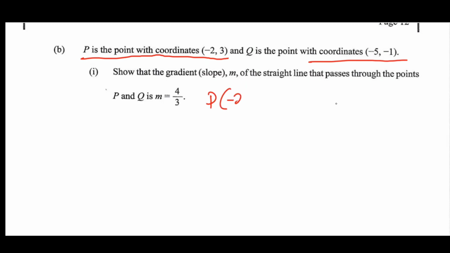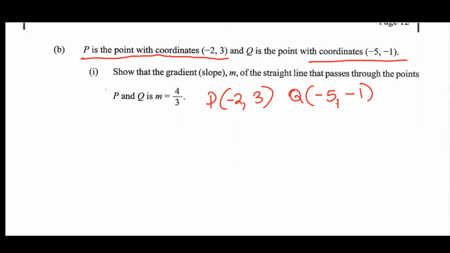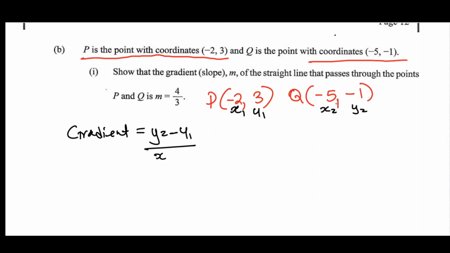This is the point P, -2, 3, and Q, negative that, where this is X. I could say X1, Y1. I could call this X2, Y2. So what we could quickly do is just calculate our gradient. Now, gradient is given by a quick formula that says y2 minus y1 over x2 minus x1.